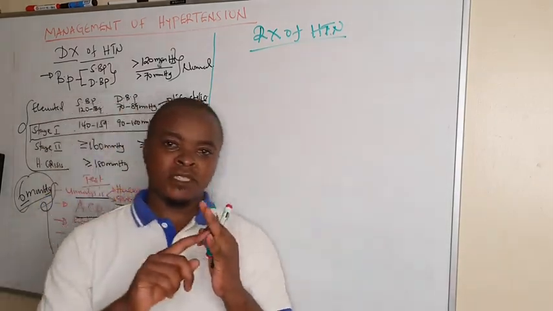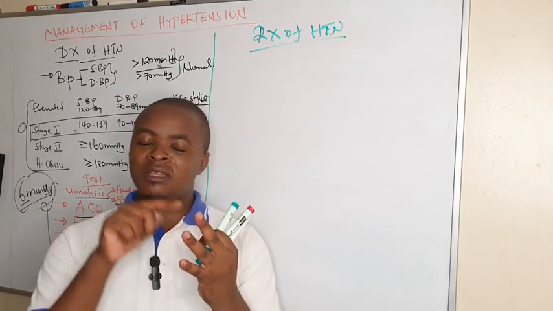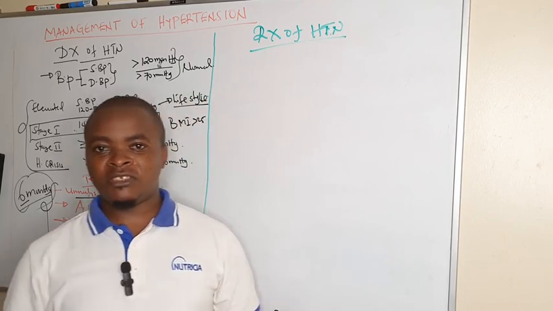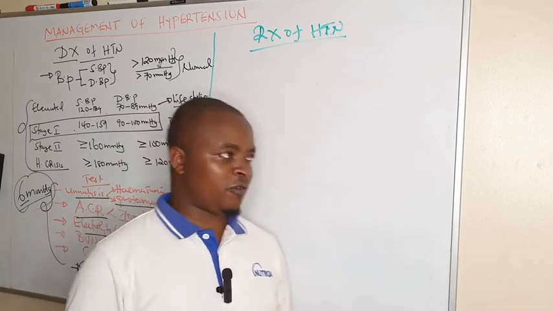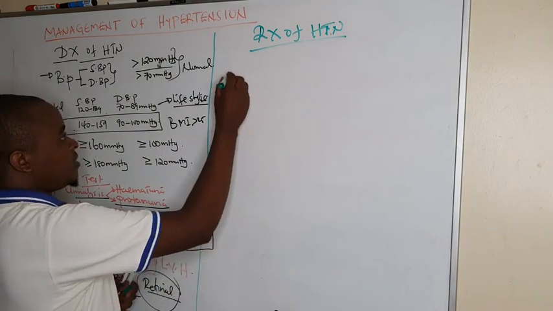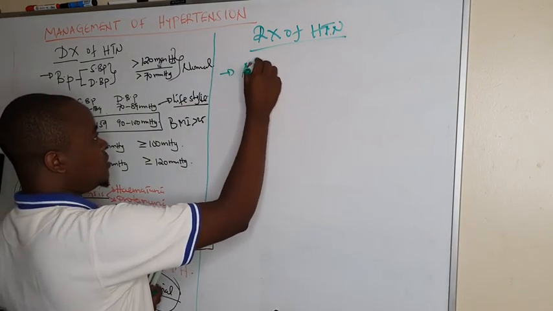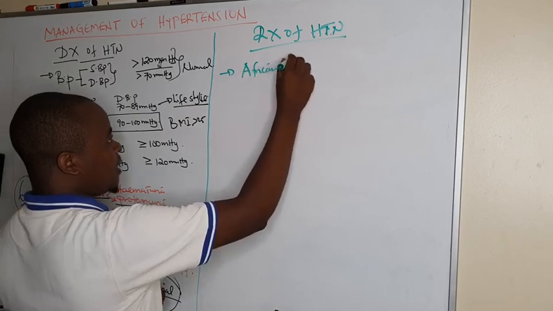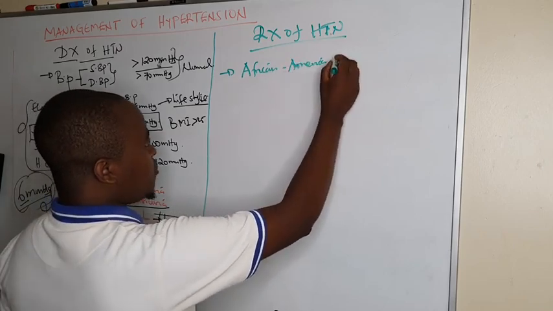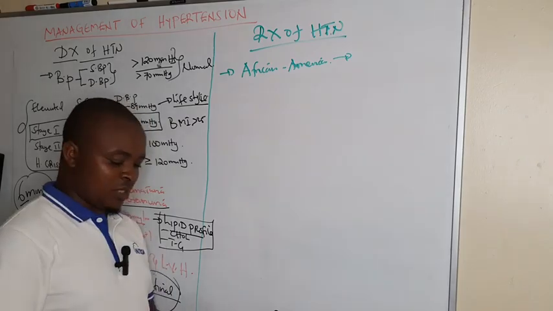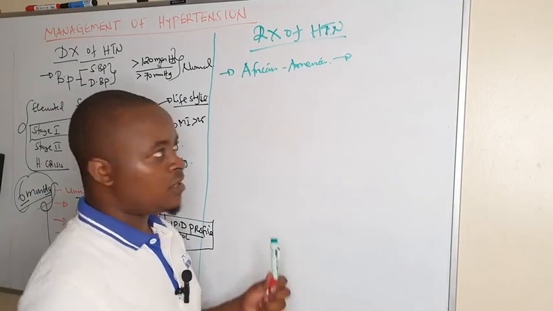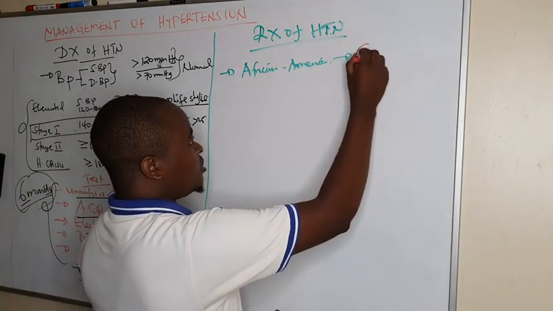That is the stage of hypertension, even the age, then the comorbidity, then the origin or ethnicity of the patient. So after knowing those, the first line for African American or Caribbean patients, so long as they don't have any comorbidity, is always calcium channel blockers.